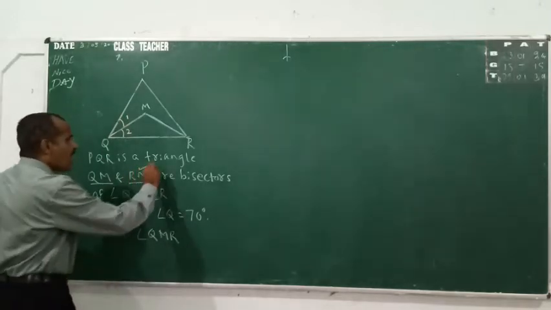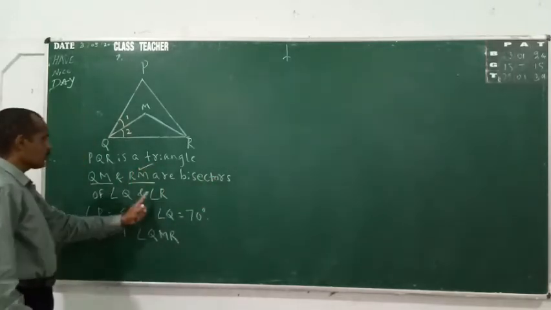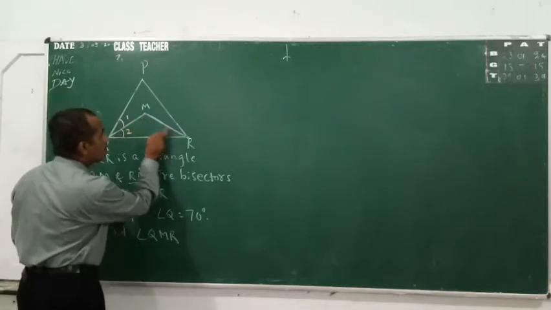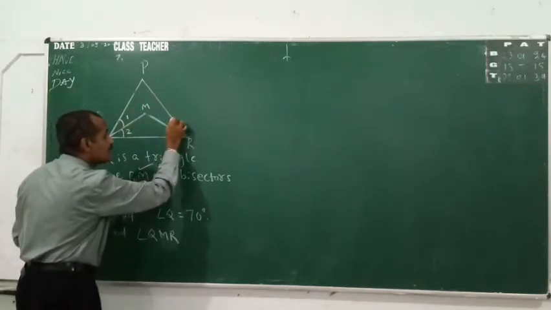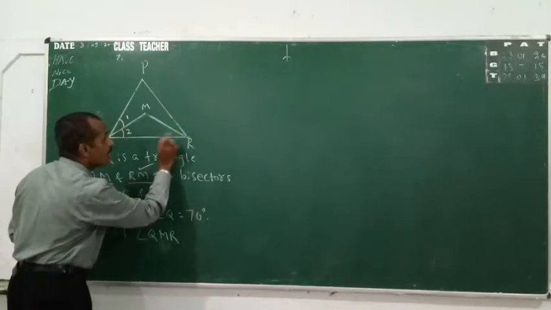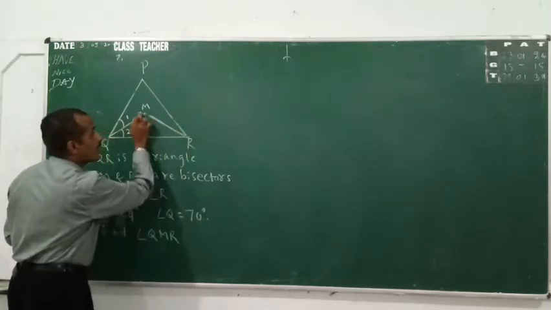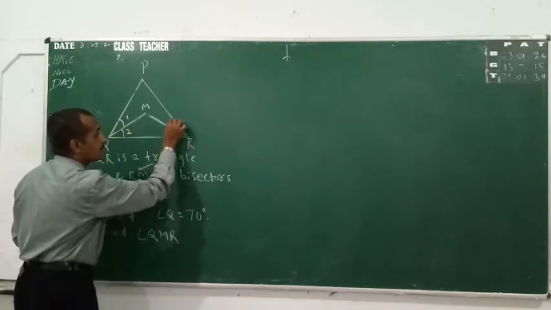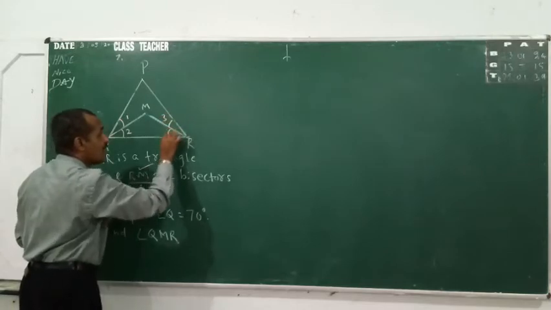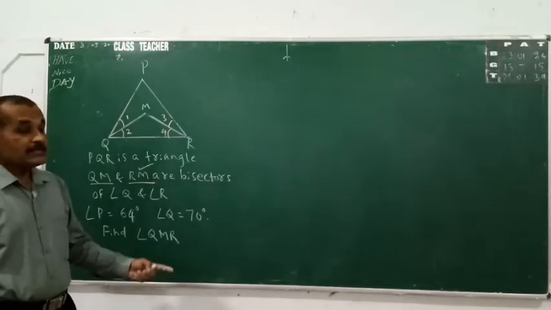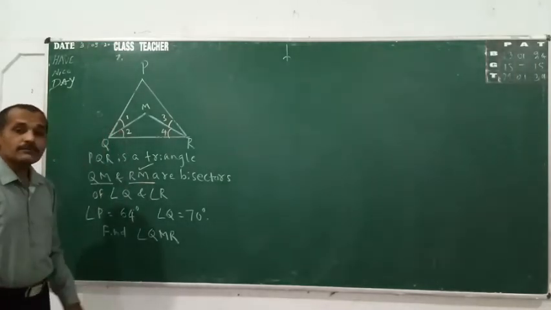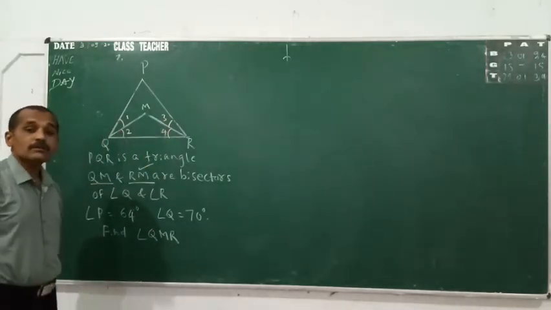Likewise, they say RM is also a bisector of angle R. That means this complete angle R is divided by MR into two equal parts. I can say angle 3 and angle 4 are also equal to each other. That means they have given 1 and 2 are equal, 3 and 4 are equal.